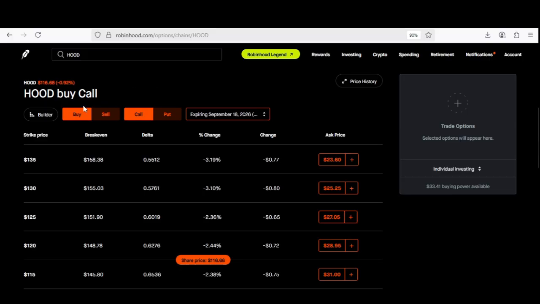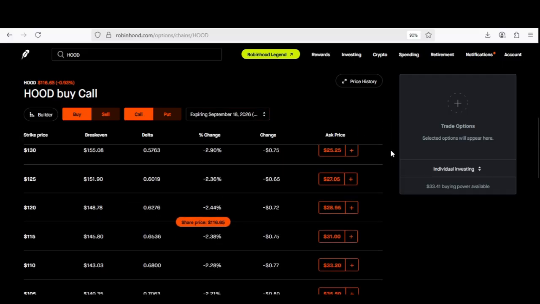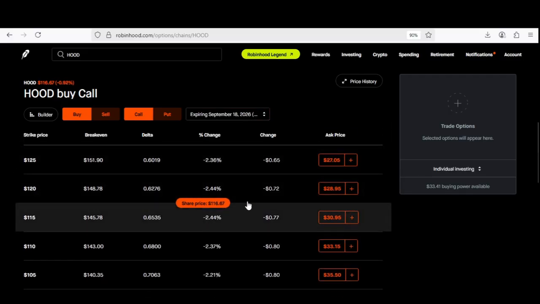So now that we have buy and we have call and we have our long dated expiration date of September 18th, we're going to go ahead and choose our strike price. The strike price I'll be choosing is going to be right below the share price, and I'll be doing what's known as ATM or at the money. The at the money strike price I'll be using is going to be the $115 strike price.